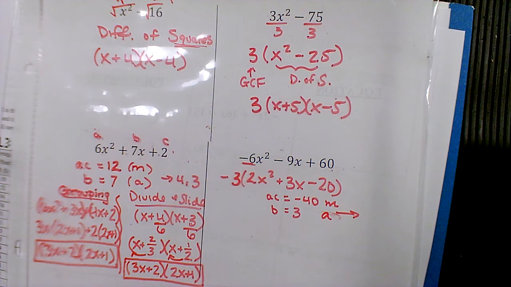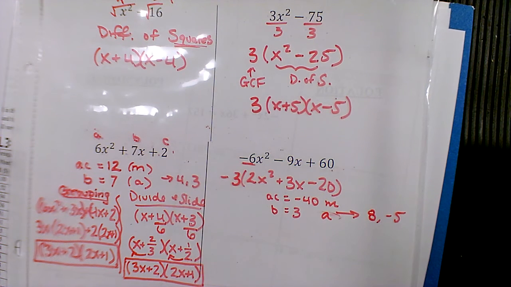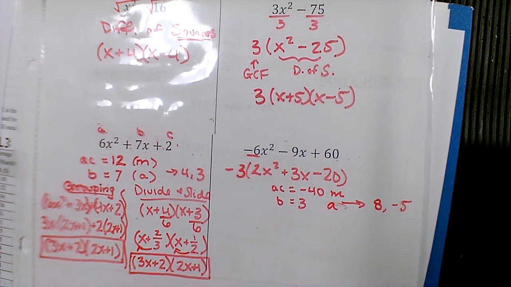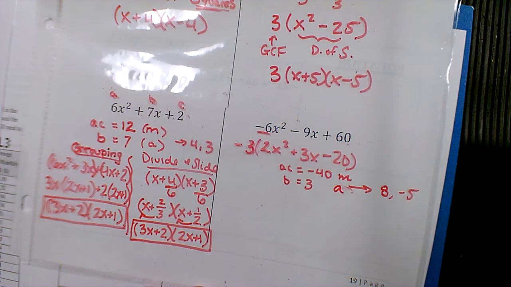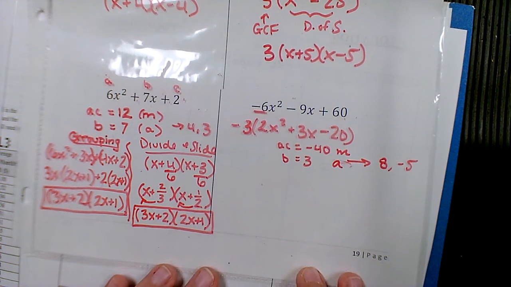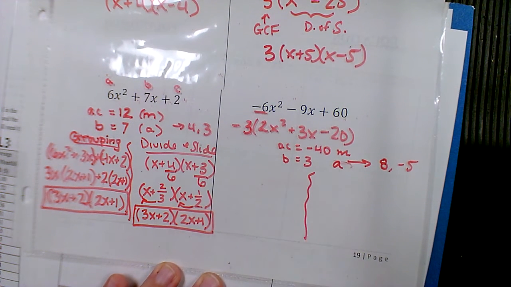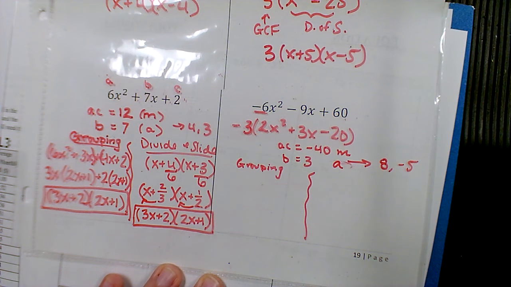This is a little mind game. It might take you some time. What do you think? 8 and -5. I like it. Okay. Now, do you guys want me to go through the grouping and divide and slide again, or do we want to do just one? Maybe we'll do both, just so you can see which ones you like better. Okay? Maybe we'll do grouping over here.